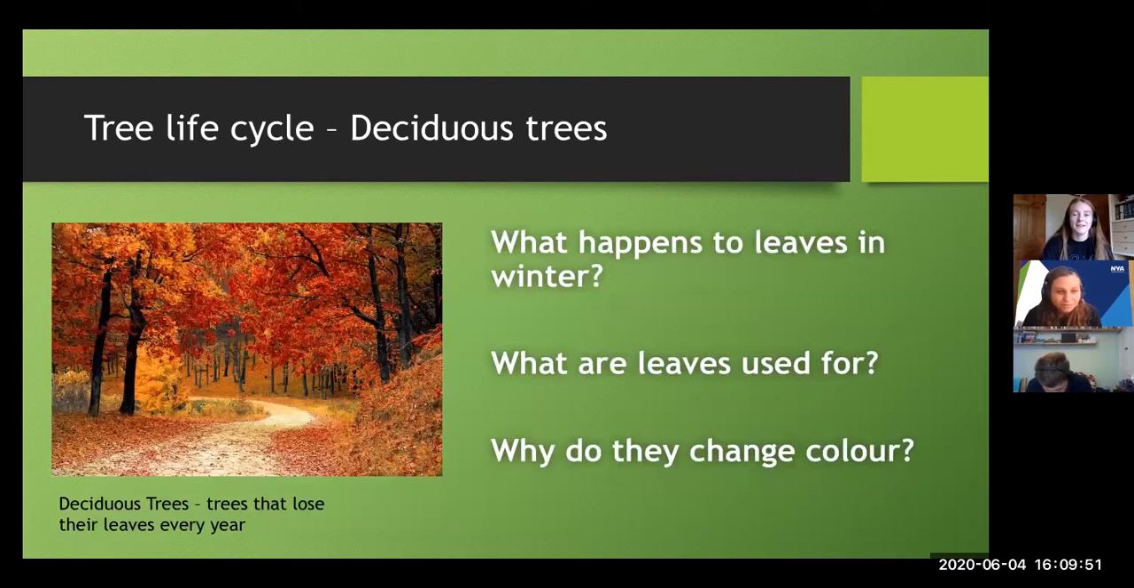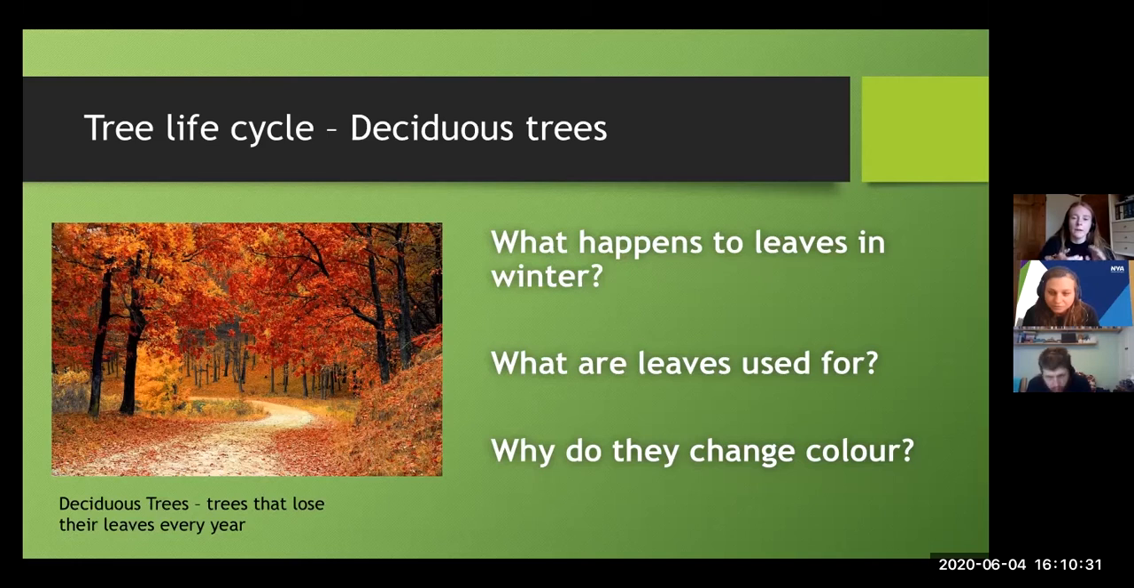So as I'm sure you're aware, there are different types of trees. Some trees are deciduous, so a lot of people often wonder what happens to leaves in winter. Why do they lose their leaves? And a way to answer that is saying what are leaves used for? So leaves are used to take in sunlight and produce biomass, essentially, for the plant so that it can grow. And they also use water to help with that.